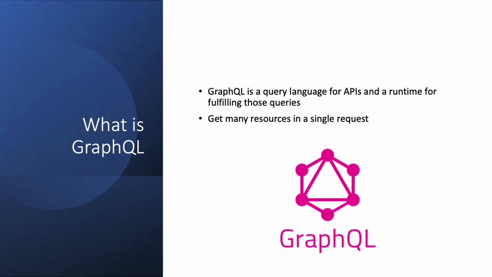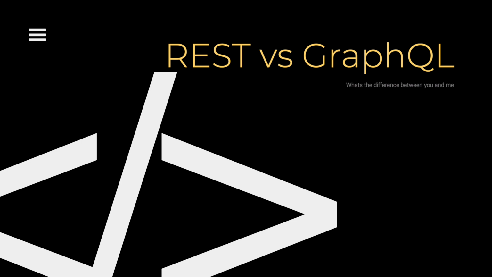It has the ability of getting multiple resources in a single request. So basically, GraphQL queries access not only the properties that we want, but also smoothly follow the references between them. While typical REST APIs require loading from multiple URLs, GraphQL APIs get all of the data in a single request. Now let's discuss the difference between REST and GraphQL.